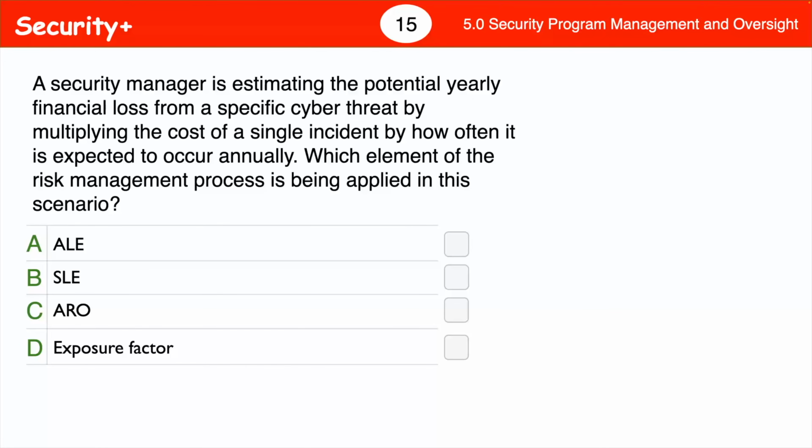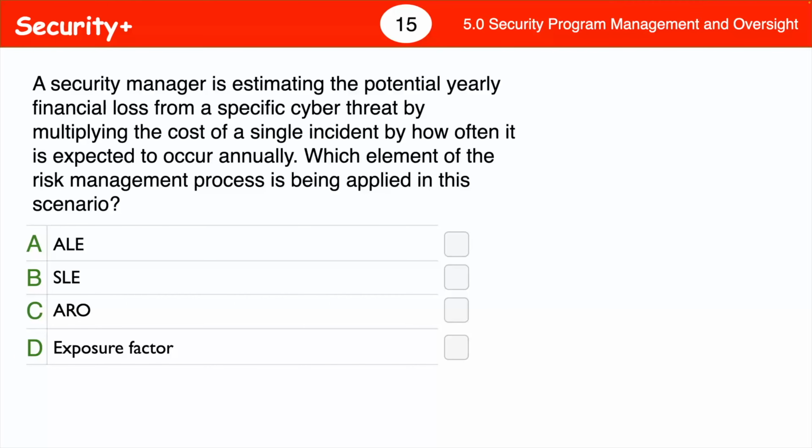All right, question 15. A security manager is estimating the potential yearly financial loss from a specific cyber threat by multiplying the cost of a single incident by how often it is expected to occur annually. Which element of the risk management process is being applied in this scenario? A, ALE, B, SLE, C, ARO, or D, exposure factor.